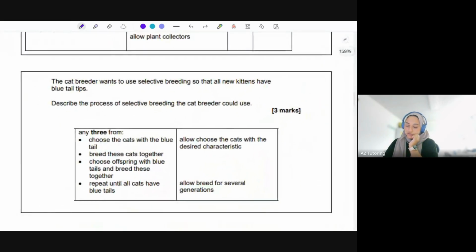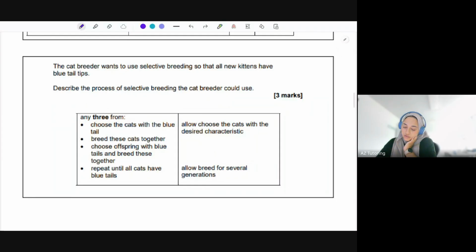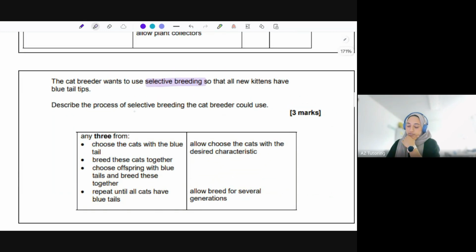Okay, we've got another exam question here. So the cat breeder wants to use selective breeding so that all new kittens have blue tail tips. So selective breeding basically means they're getting a certain characteristic and they're repeating that over and over again. So describe the process of selective breeding the cat breeder could use. Again, this is particular to cats, but it can be used for anything. They could ask you a selective breeding question on anything, and it's still the same format always used in every mark scheme. So choose the cats with the blue tail.